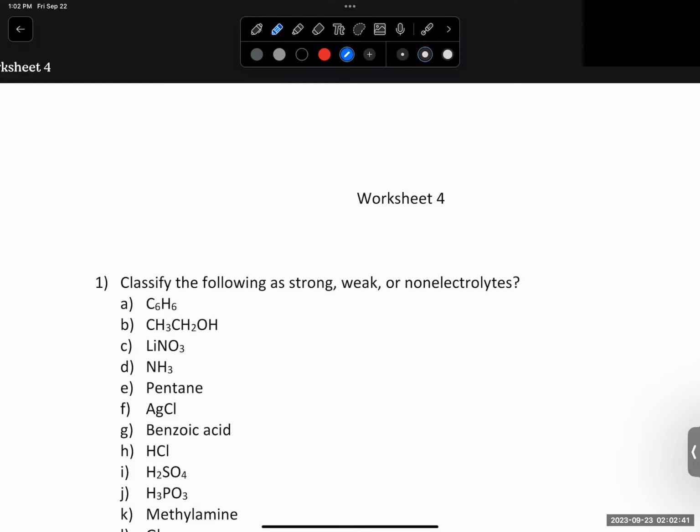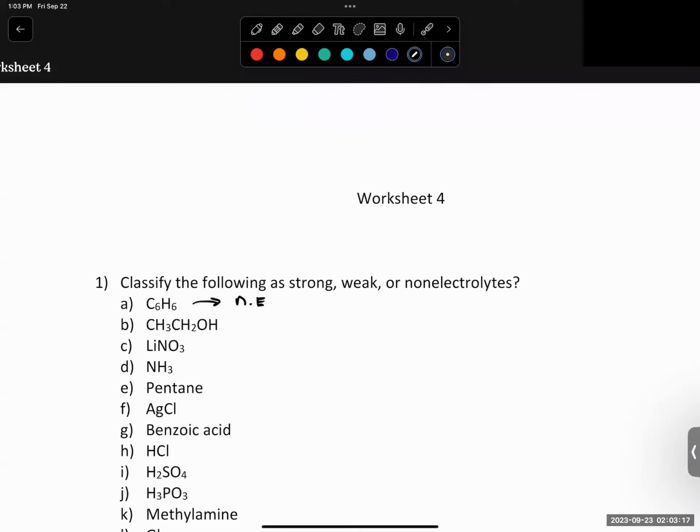Raise your hand if you think it's a non-electrolyte. If you think it's a strong electrolyte or a weak electrolyte. Yeah, so non-electrolyte is the correct classification for C6H6. You know it's a non-electrolyte because it's a covalent compound that just contains carbons and hydrogens. It's not a salt, because there are no metals.